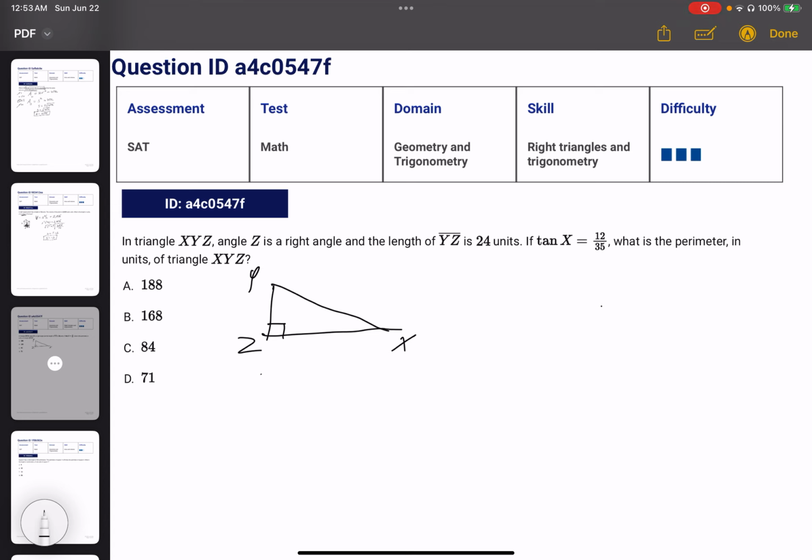We know that the length of YZ is 24. And we know that tan of X is equal to 12 over 35. So I'm going to quickly write down SOH CAH TOA for those of you who haven't seen the other episodes.